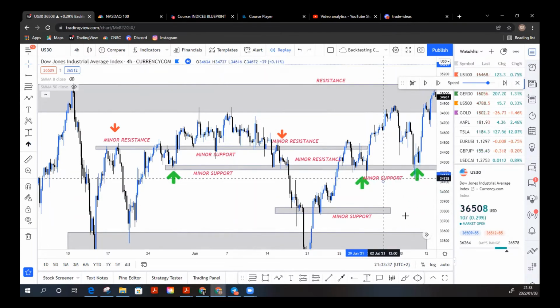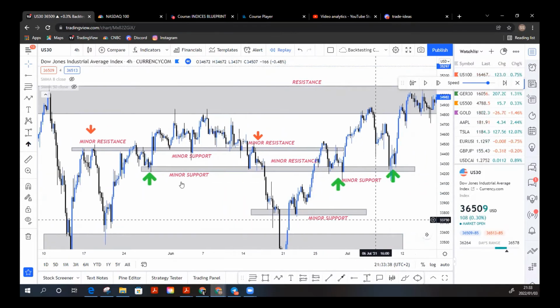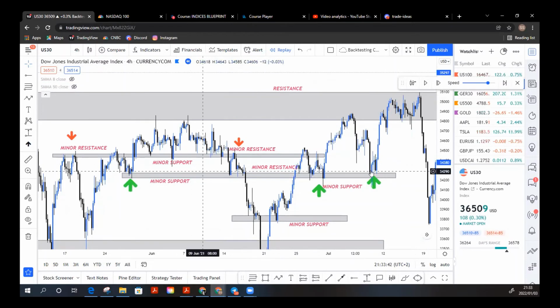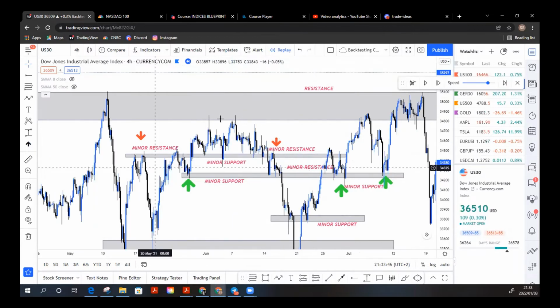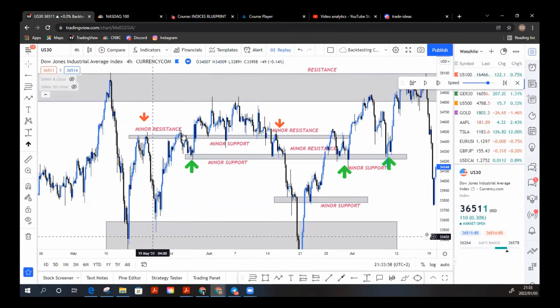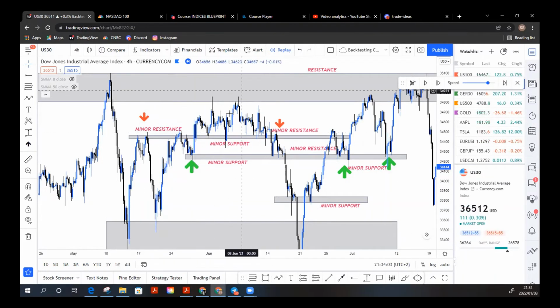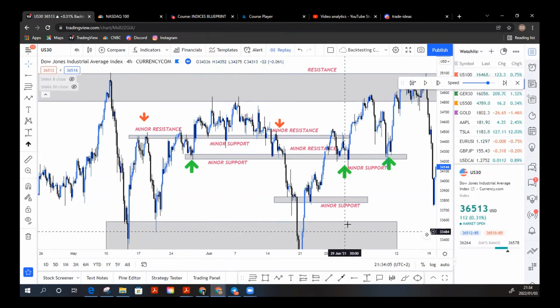And that area. Okay, so basically that's how you identify minor support and resistance in the market. It's basically levels that are between the major resistance and support levels. So these are obviously turning points in the market as well. And it basically prolongs price's journey from the support to the resistance, or from the resistance to the support.